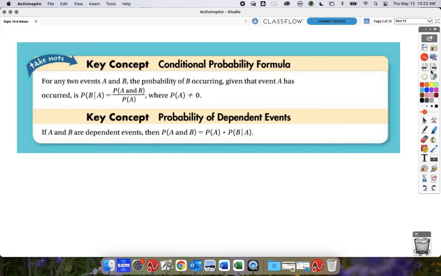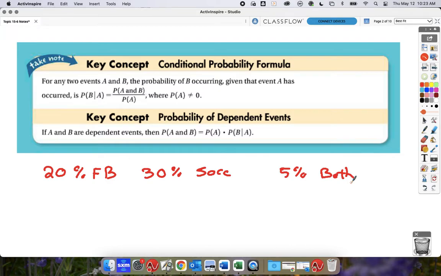No? You want an example of that? Okay, so if I write this out in words, 20% of the people play football. 30% of the people play soccer. And 5% play both. Is that easy to understand, that 20% of people play football, 30% play soccer, and 5% play both?